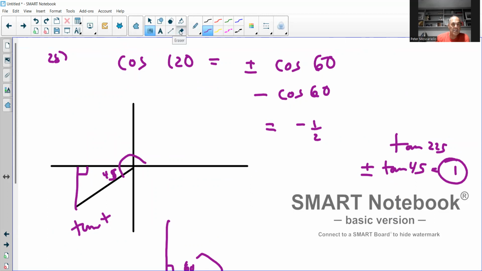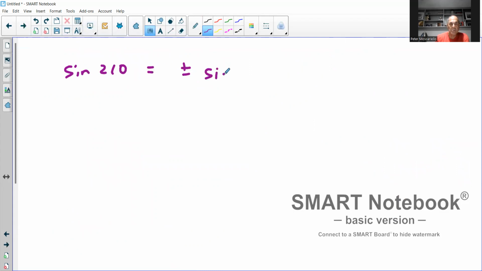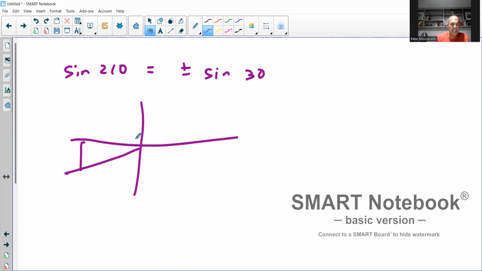And finally, sine 210. Reference angle is 30, so it's plus or minus sine 30, and 210's down here. Sine's negative there, so it's negative sine 30. Sine 30 is 1/2, so negative 1/2.